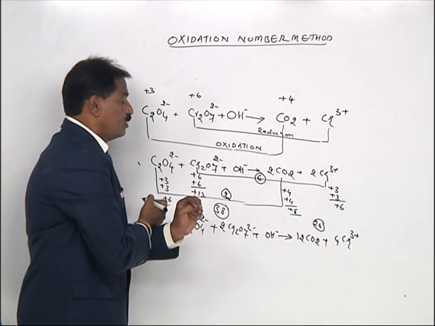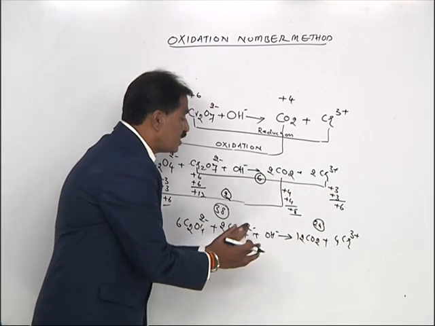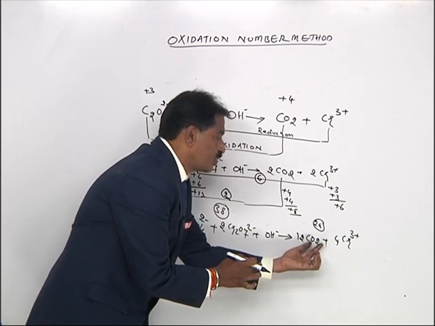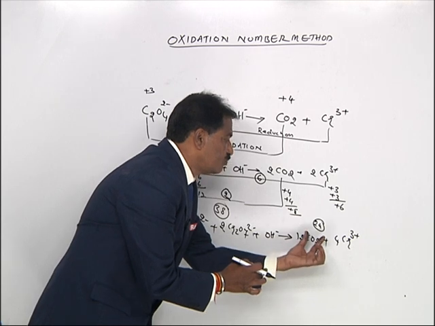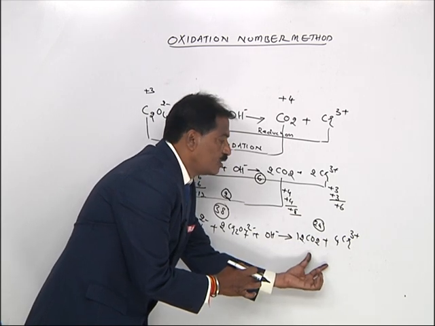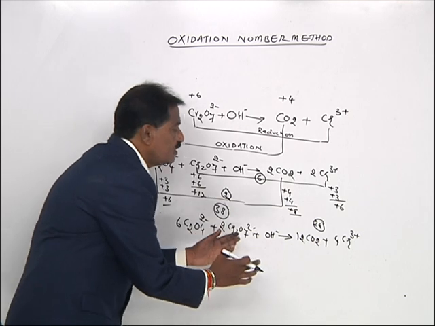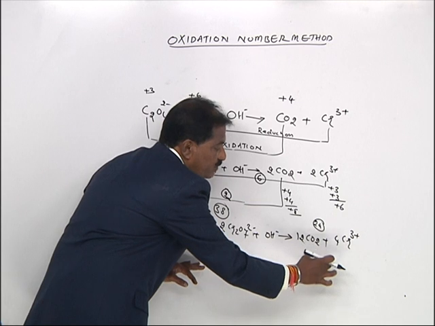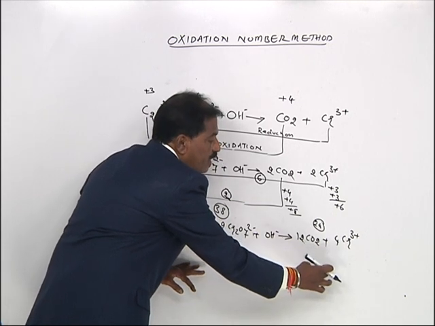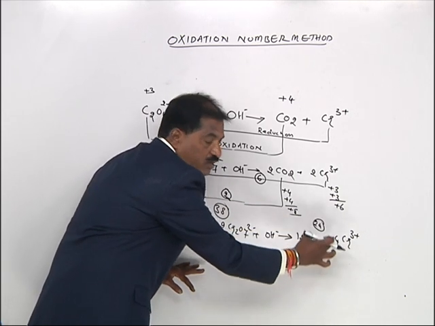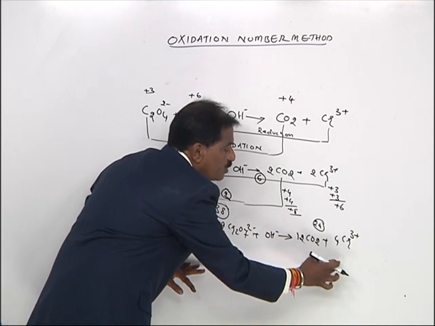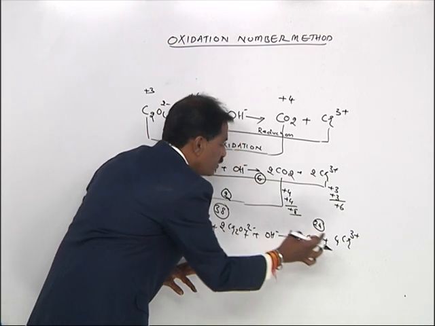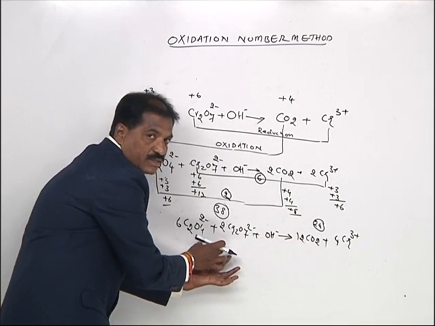So therefore, which side has excess of oxygen atoms? This side. This side has a deficiency of oxygen atoms. So how many oxygen atoms are deficient? 14 oxygen atoms are deficient. Therefore, first identify the side in which deficiency of oxygen atoms exists. This side there is a deficiency of oxygen atoms. Then identify the number of oxygen atoms which are deficient. Here how many deficient? 14. Therefore, here 14 oxygen atoms are deficient. This side 14 oxygen atoms are excess.